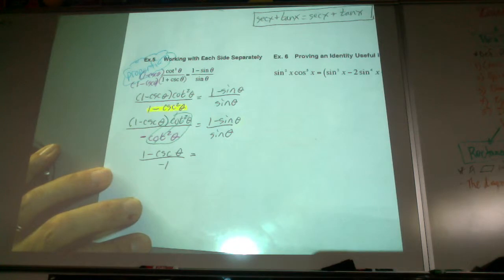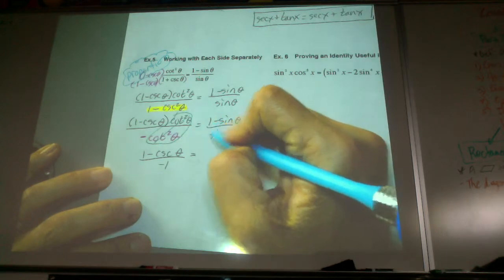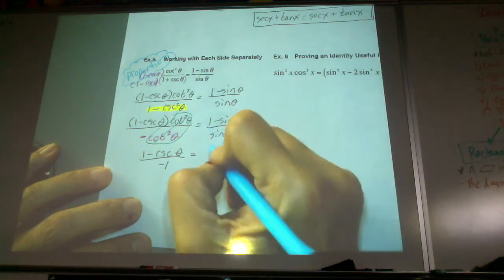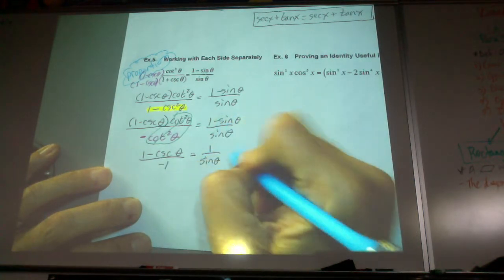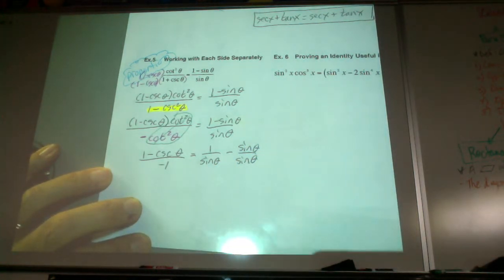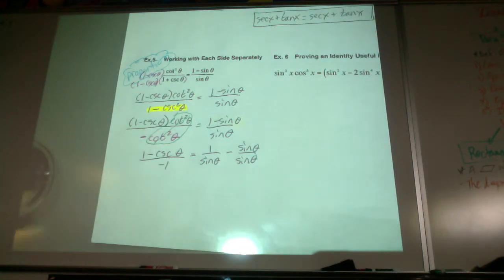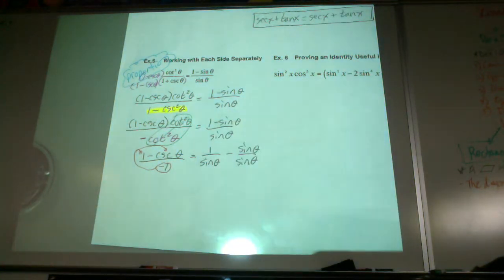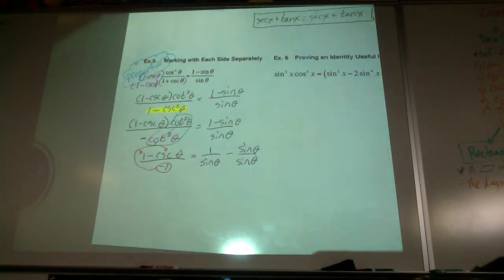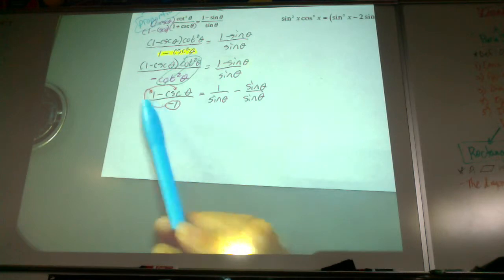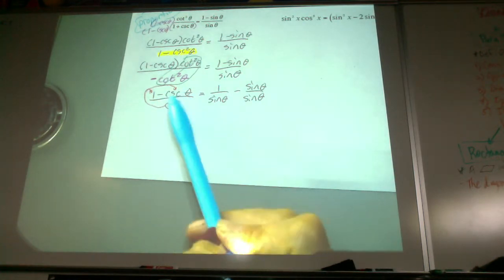Equals, at this point I might want to start working the right side. Can't I split this into two different fractions that has a monomial denominator, which means I can do that? And this becomes 1 over the sine of theta minus sine of theta over sine of theta. Then I'm going to take this negative 1 here, and I'm either going to divide it or multiply it to everything. Dividing or multiplying by that negative, it doesn't matter which, you have to choose. They both give you the same thing.